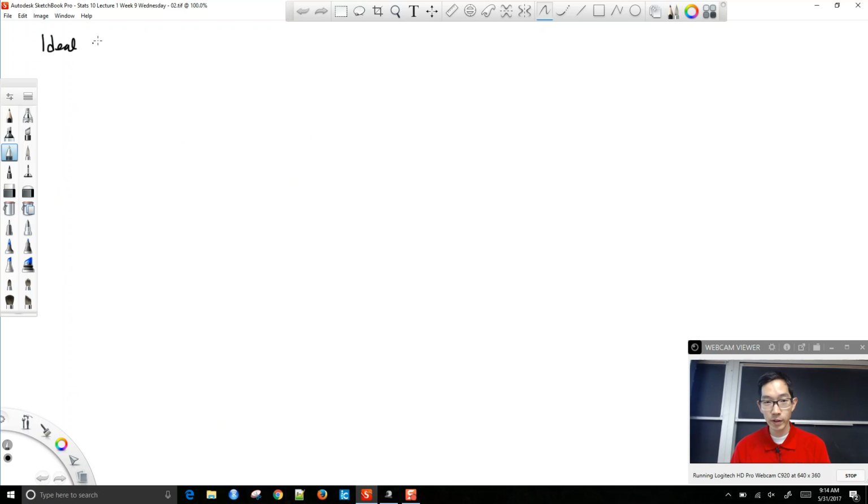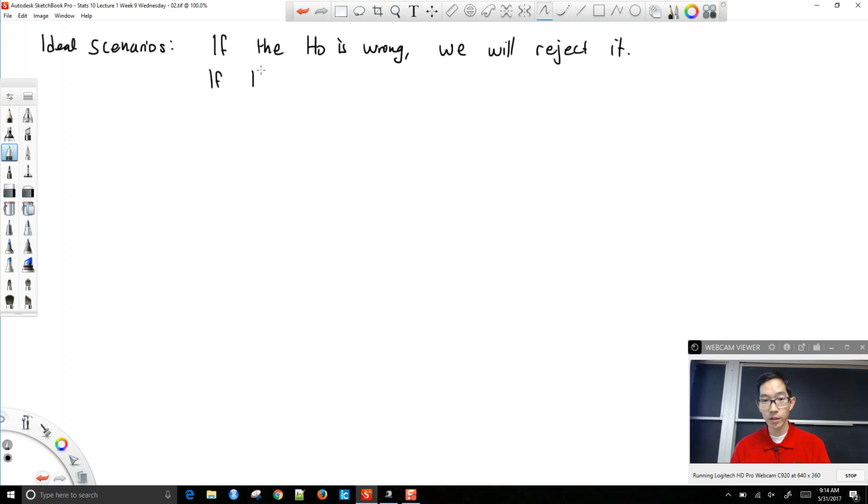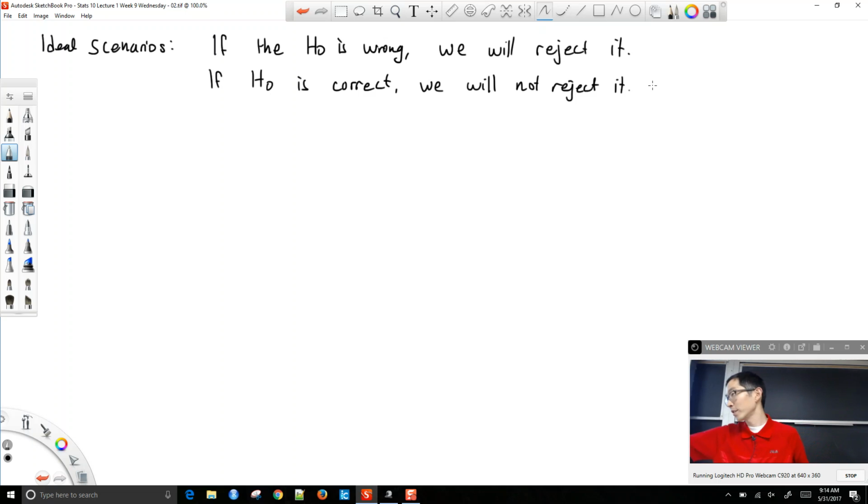Okay. All right, so in the ideal scenarios, if the null hypothesis is wrong, we will reject it. And if the null hypothesis is right, we will not reject it. Those are the ideal scenarios. If the null hypothesis says the proportion in the bucket is 17% green, and it turns out that the proportion in the bucket really is 17% green, I hope we don't reject that. On the other hand, if it says the proportion in the bucket is 23% green, but in reality the bucket's 17% green, then our conclusion, ideally, would say that the null hypothesis is wrong. The proportion is something other than 23% green.